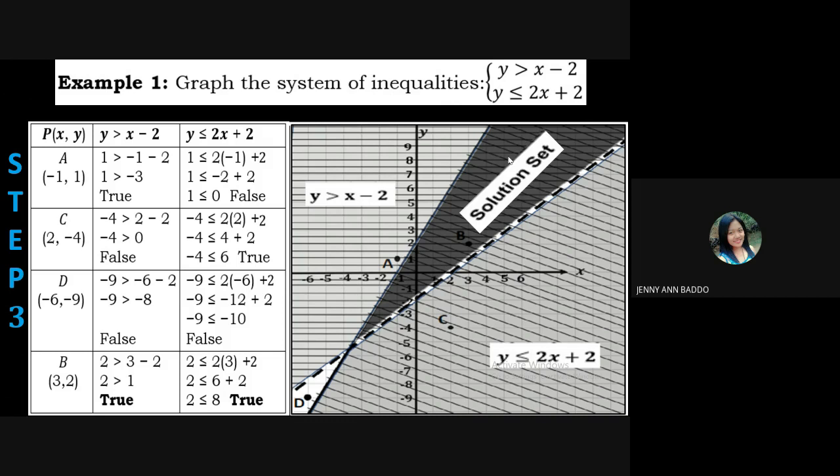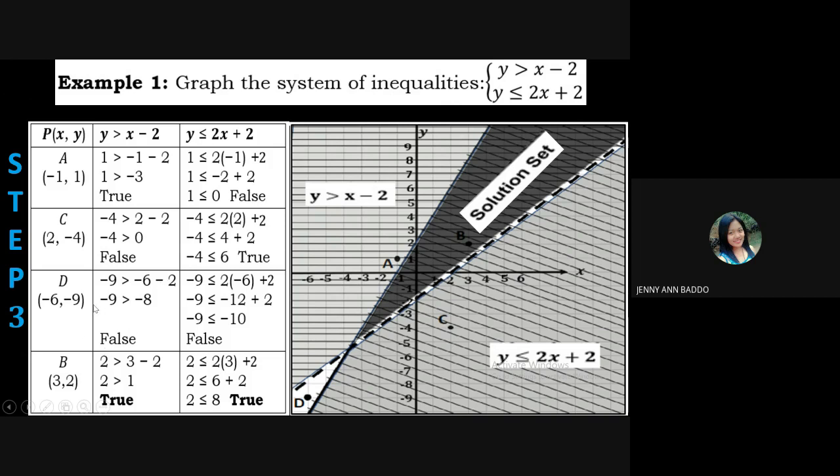So we have here the points A, B, C, and D, which are on the graph. A is (-1, 1), C is (2, -4), D is (-6, -9), B is (3, 2). For A, we have a true and a false statement. That means A does not satisfy the given system. For C, we have one false and one true. So like A, this point does not satisfy the given system.